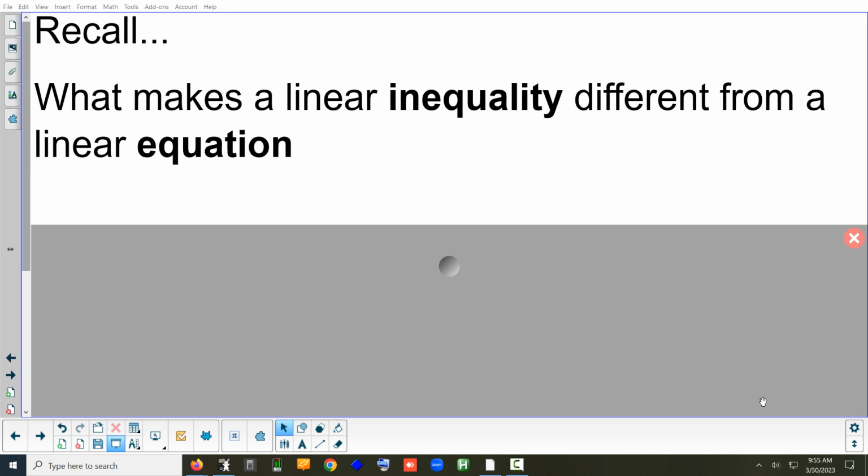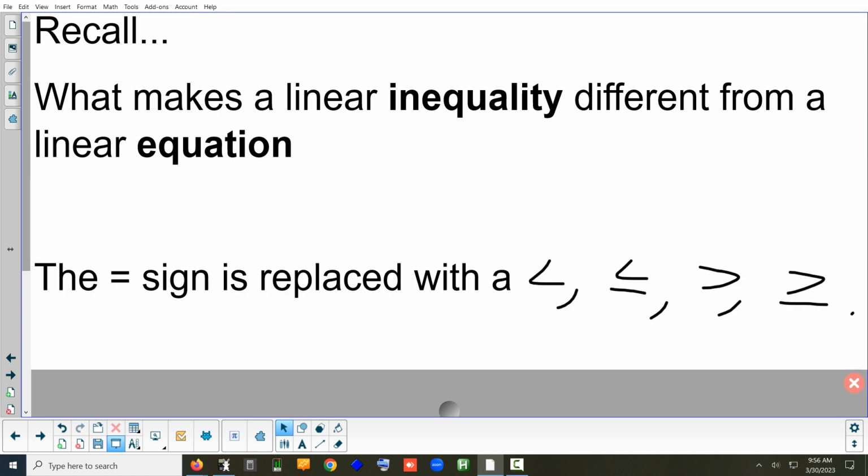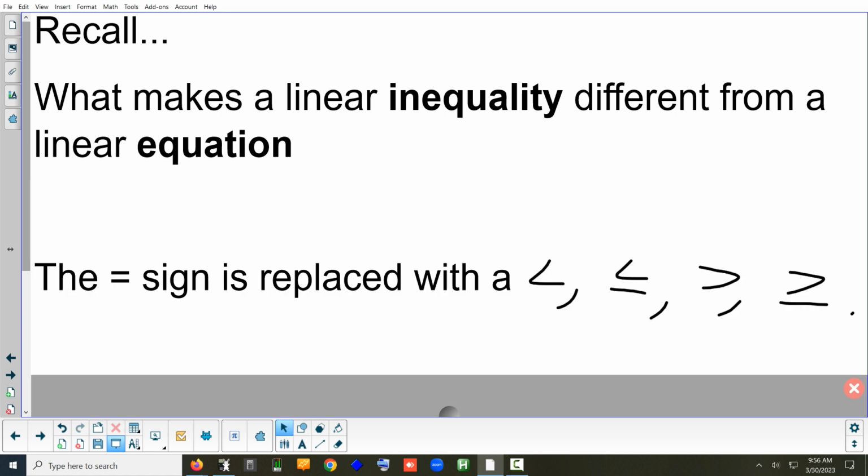We're going to finish up with 5.6 part 2. So just a couple quick things to remember. What makes an inequality different from an equation? You'll see something different. A lot of it will be the same, but one thing will be different. When you have an inequality, you're not going to have an equal sign. You're going to have a greater than, a less than, greater than or equal to, or less than or equal to. So that's just a reminder about an inequality.